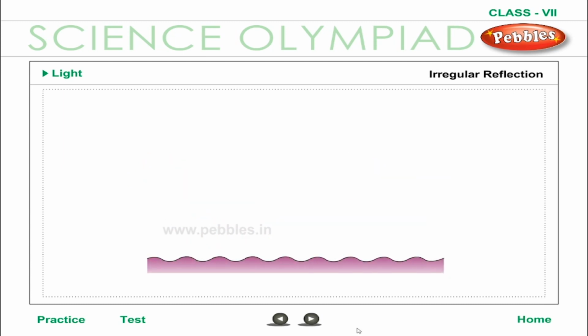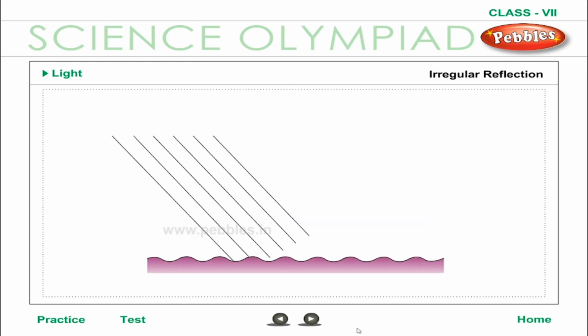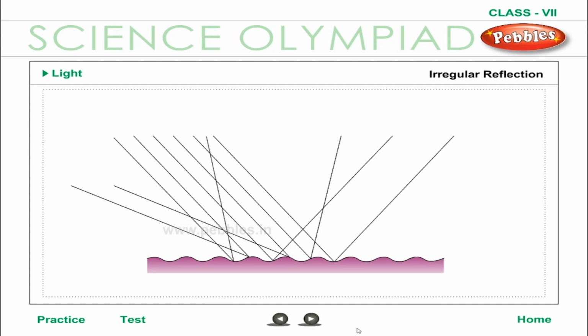Irregular reflection. It takes place when the reflecting surface is not smooth or polished. For example, wall, wood, paper, and metal. In this case, the different parts of the surface reflect the incident light in different directions.